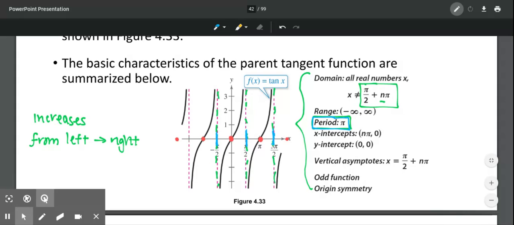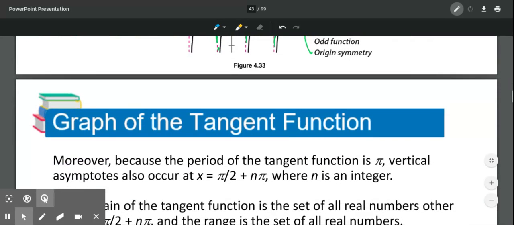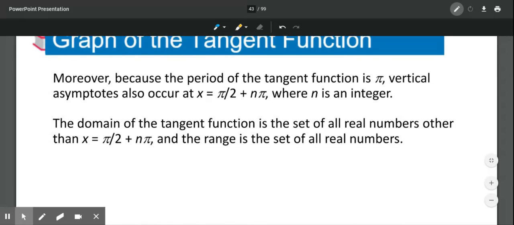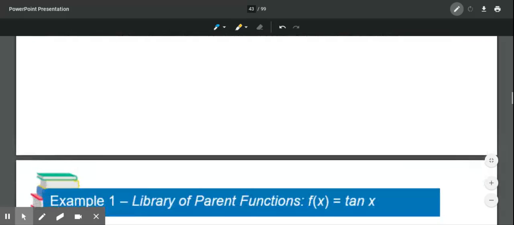Your x-intercepts are at all the whole pi's. Your y-intercept is at the origin. We have our vertical asymptote. It's an odd function, and it has that symmetry around the origin. All right, so because the period of tangent is pi, the vertical asymptotes, again, occur every pi after that first one that we think about at pi over 2. So you just count over pi, and that's where the next one is going to be.